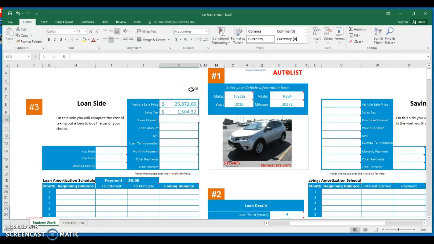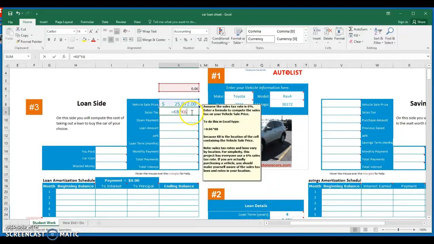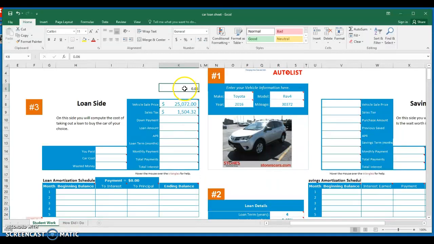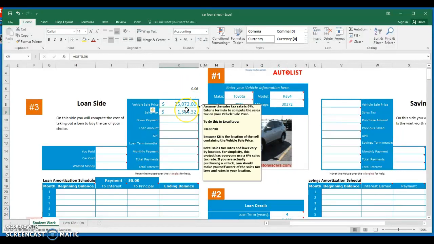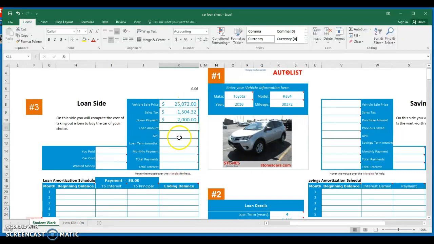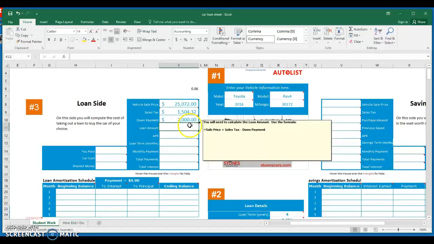So it's always important to know whether you should hard code, meaning putting the 0.06 in here, or you should have an input cell over here. So make sure that your students understand that sometimes you want to link those, that way you can change them easily.